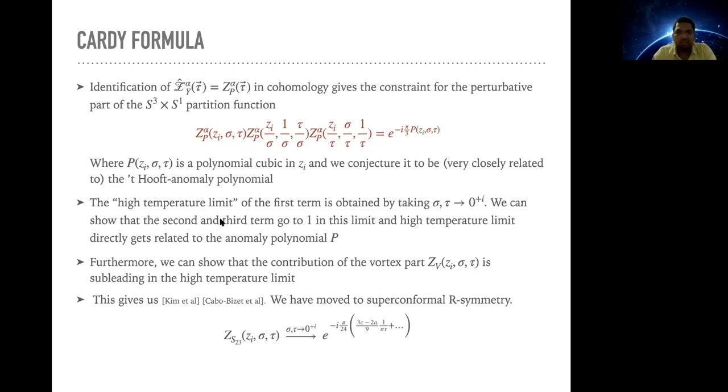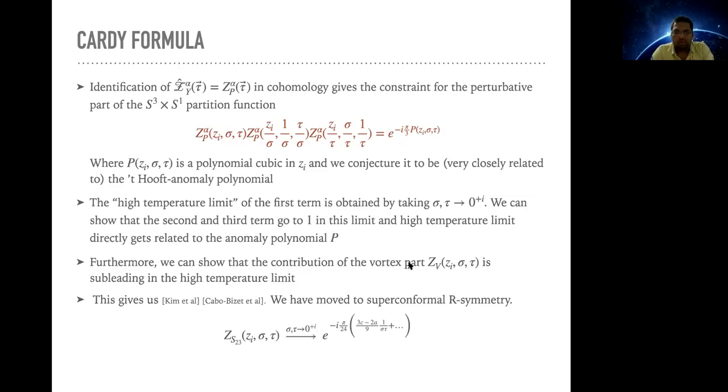So we want to take the high temperature limit. It's not quite temperature in the conventional sense, because we are looking at supersymmetric partition functions, not quite the ordinary thermal partition functions. By the high temperature limit, I mean the supersymmetric high temperature limit, which is obtained by taking sigma and tau to be very small, from the positive imaginary direction. In this limit, you can show that this guy and this guy both go to 1. So it directly ties the high temperature limit of this term to the phase here.